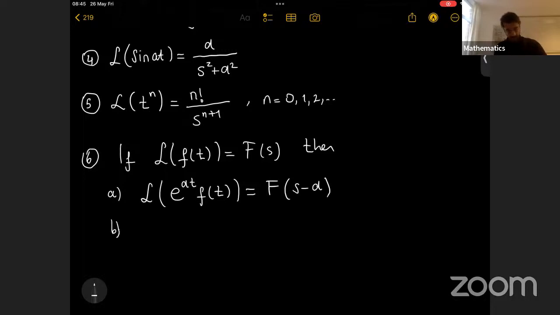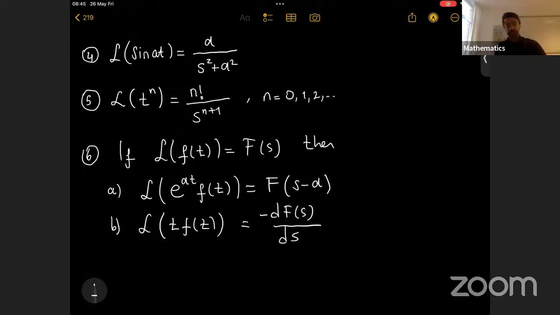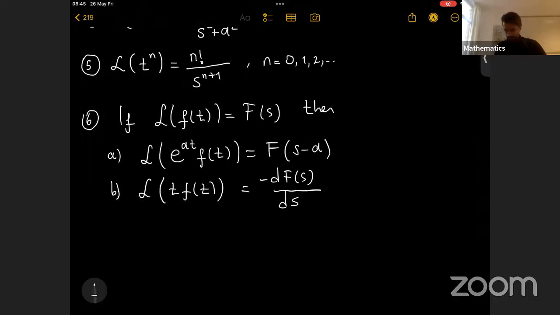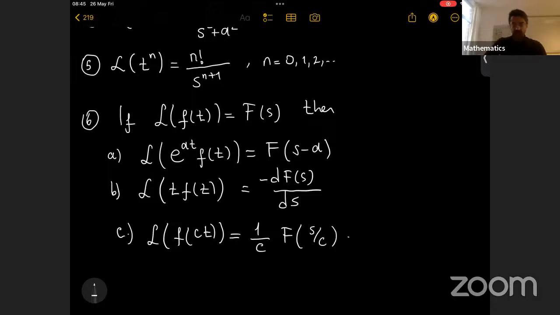B here, when you multiply your function by t, you differentiate the Laplace transform with respect to s and take the negative of this, d/ds, sorry. And one more here, c: Laplace transform of f of c times t, where c is some constant, is 1 over c times capital F of s over c. So these are some useful rules when we deal with Laplace transform, and we will use them a lot, okay?